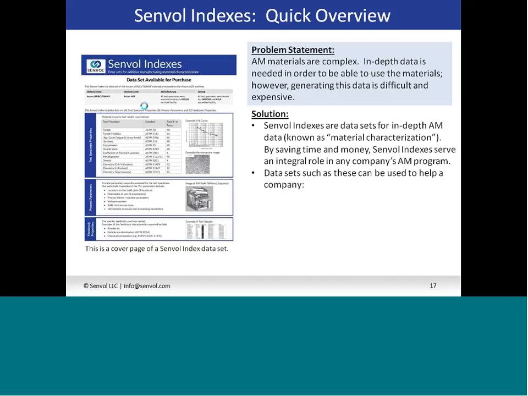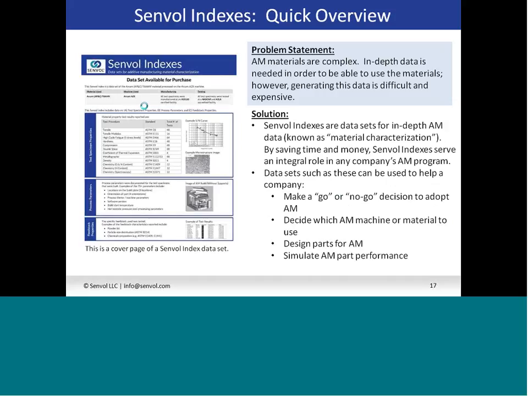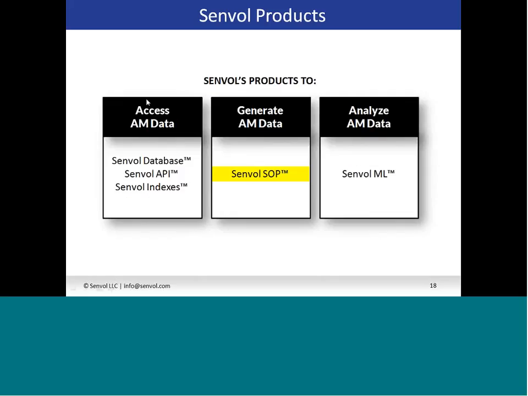In terms of what companies use this type of data for, there's typically a few use cases. One is to just make a go or no-go decision on adopting additive. Another is to decide which machine or material to use. So after you've used maybe the Senvol database and you look at spec sheet data and you maybe find there are 6 materials that might meet your application need, at that point you tend to want a little bit more in-depth data, and so this data can fill that need. Senvol Indexes data has been used for designing parts, for simulating additive manufacturing part performance, and lastly, can be used for optimizing machine settings. So that concludes the section on accessing additive manufacturing data and our different database products.